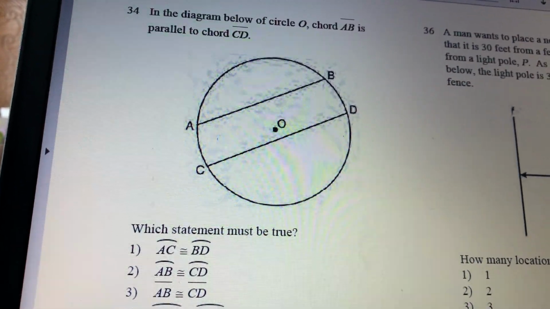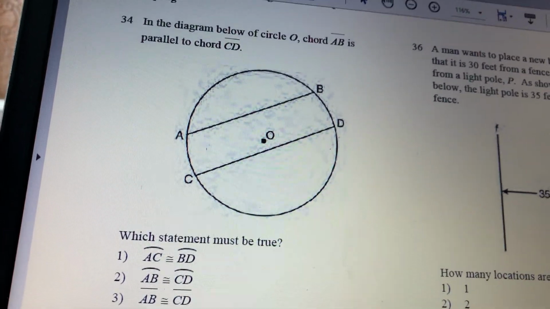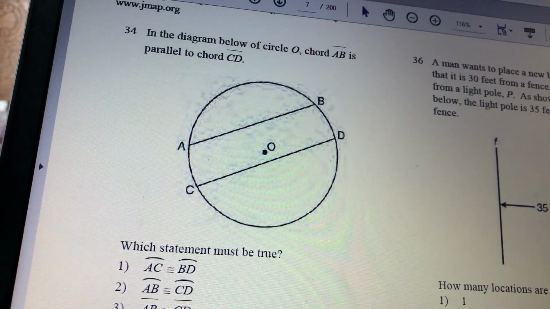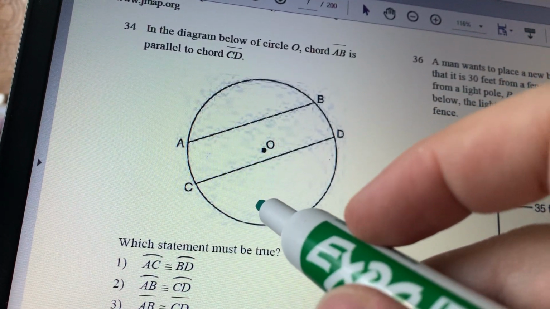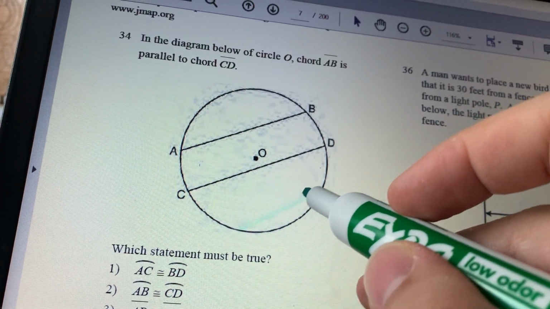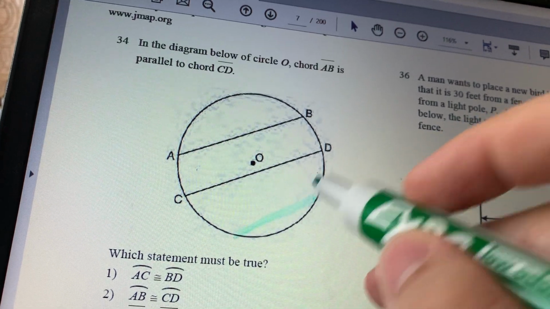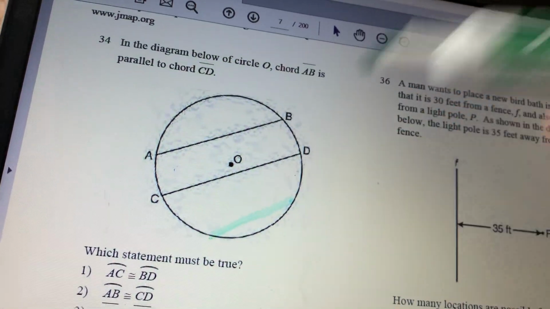We're told they're parallel. Okay, but are they the same length? Well, that's when you have to think about a circle. Let me draw a line down here. This might not be the best line, but y'all work with me. I drew a line down here. Let's pretend that line is parallel to these as well.